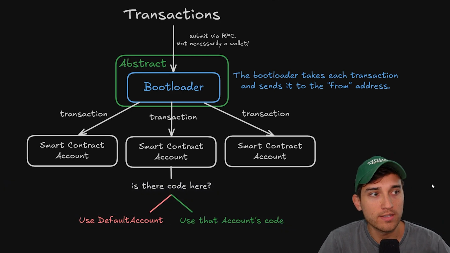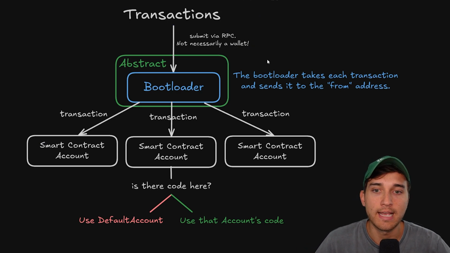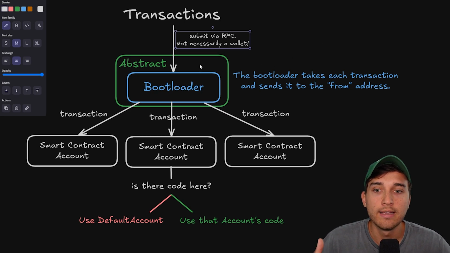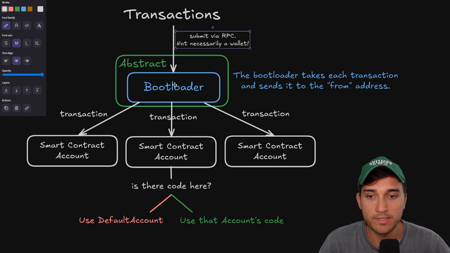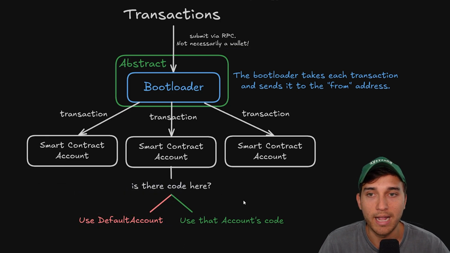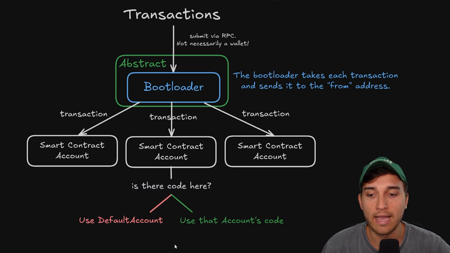And the reason this works smoothly with existing wallets like MetaMask and Coinbase wallets is because you can still submit a transaction with all of the fields and a signature that you would typically sign a message or a transaction with your private key, submit that to the protocol. It follows this path. There is no code deployed here because it's an EOA, right? My EOA doesn't have any contract code. So we reach the default account.